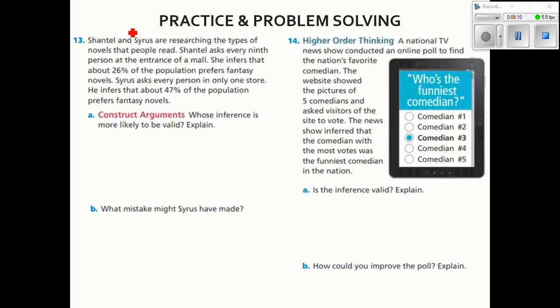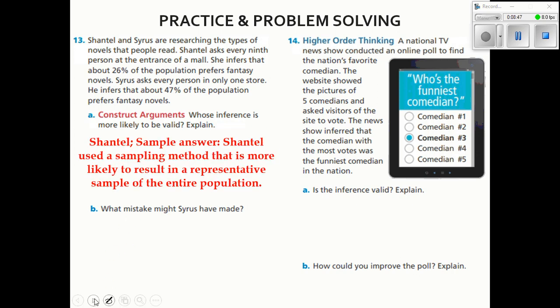Number 13 says Chantel and Cyrus are researching the types of novels that people read. Chantel asked every 9th person at the entrance of a mall. She infers that about 26% of the population prefers fantasy novels. Cyrus asked every person in only one store. He infers that about 47% of the population prefers fantasy novels. Whose inference is more likely to be valid? This one's pretty easy. Chantel.